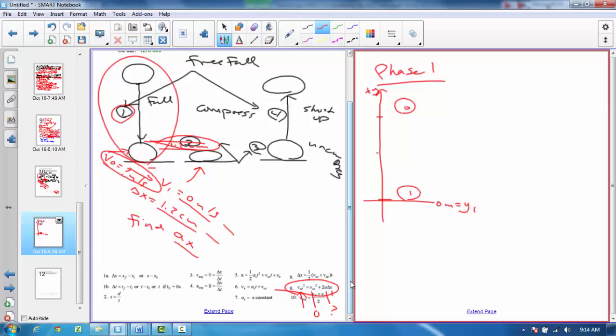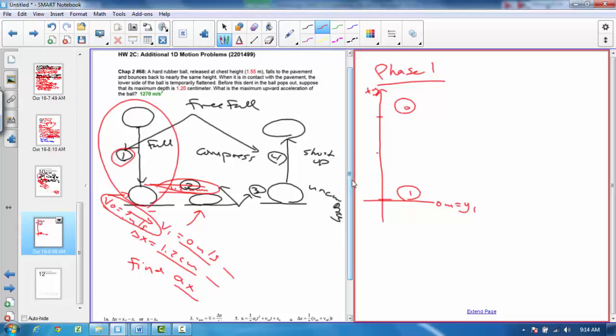And they told us, how high is the ball to start with? 1.55 meters. All right, so our y0 is 1.55 meters. So we're dropping 1.55 meters, and for the other part of the problem, we need to find the final velocity of the ball just before it hits the ground. Do you know anything about the situation?